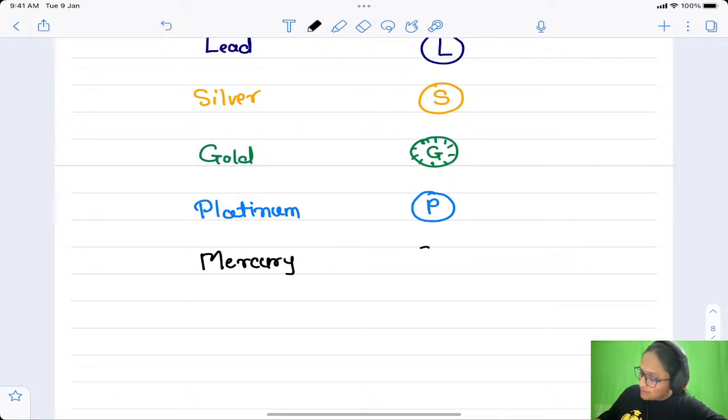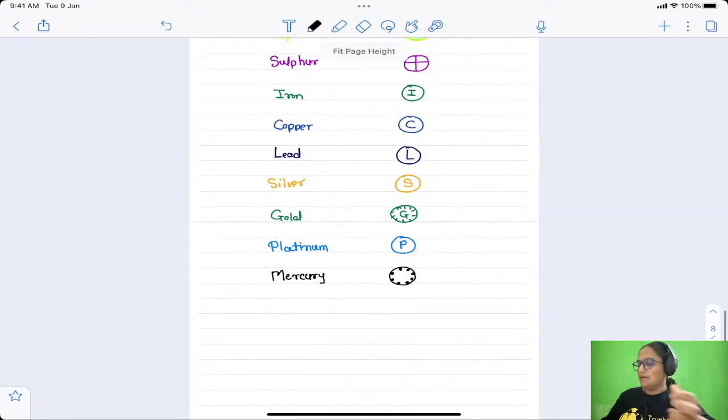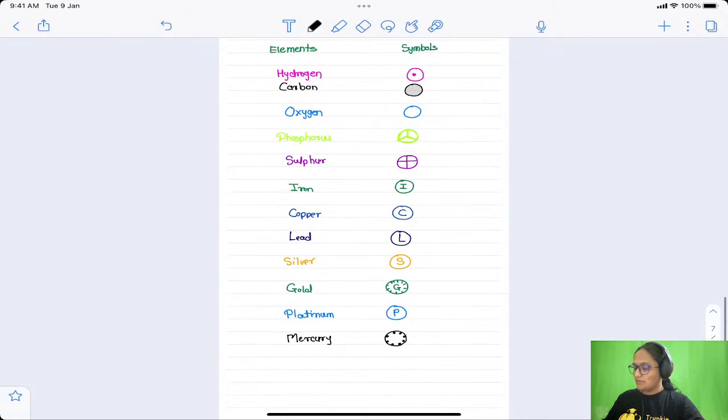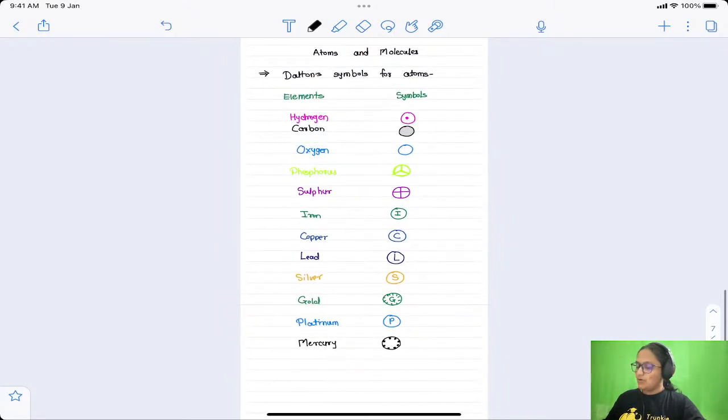These are the symbols for the atoms of the elements by scientist John Dalton. Okay, so these are the Dalton symbols for the atom. Take a screenshot of this page fast.